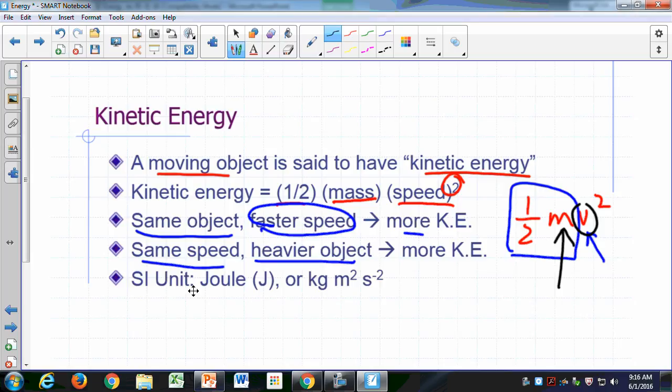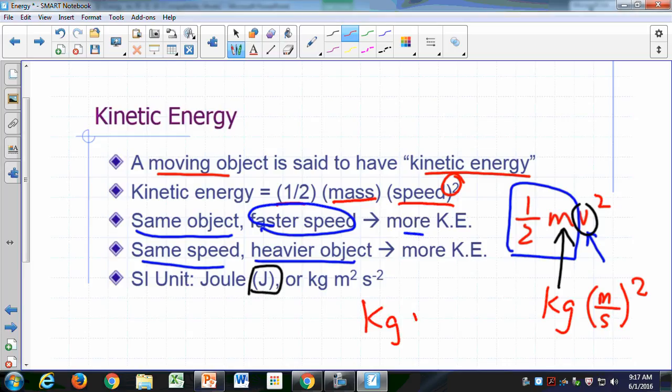The unit for kinetic energy is the joule. The SI unit is an example of a derived unit, and you can derive it from the fundamental units. The base unit for mass is kilograms, and the unit for speed is meters per second. But since you have to square the speed, you have to square your meters per second. So that's kilograms meters squared per second squared. The -2 in the exponent means your second squared is actually in the denominator.